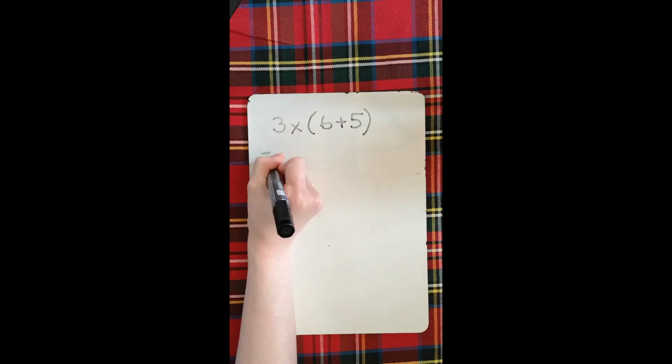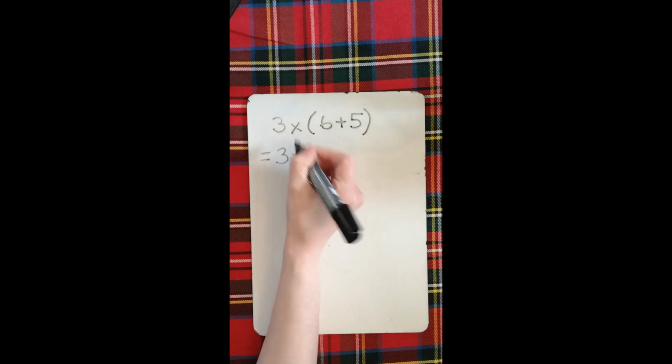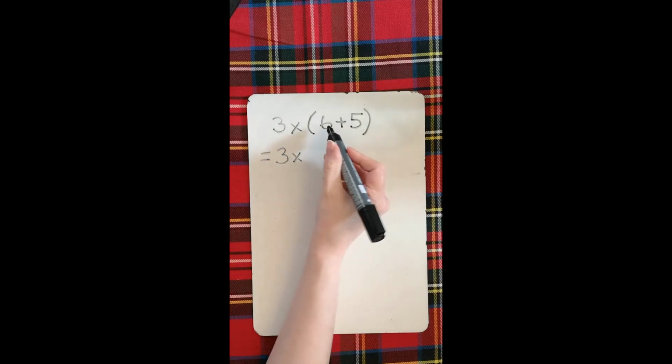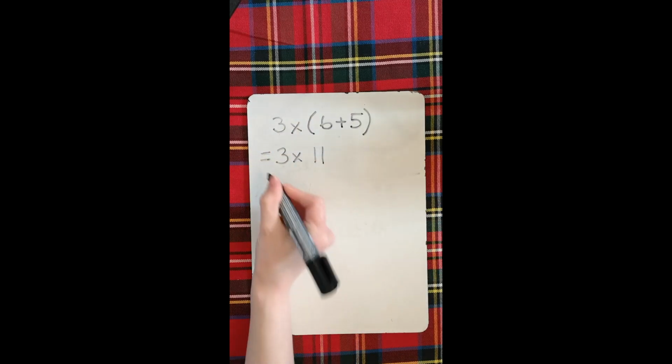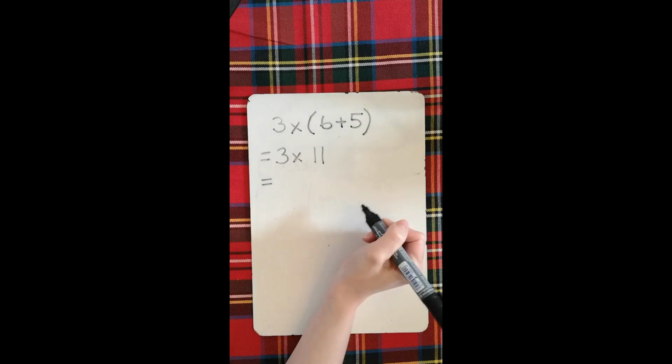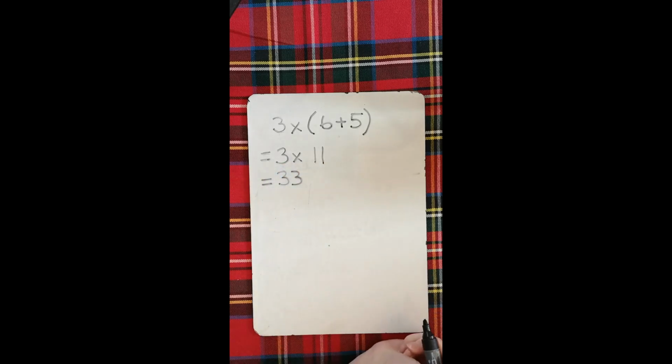So my equals is going to go underneath, and my 3 times stays exactly where it is. It's not moving at the moment. Then I'm going to do 6 add 5, which I know is 11. Then finally I can solve for the answer. So 3 times 11 is 33.